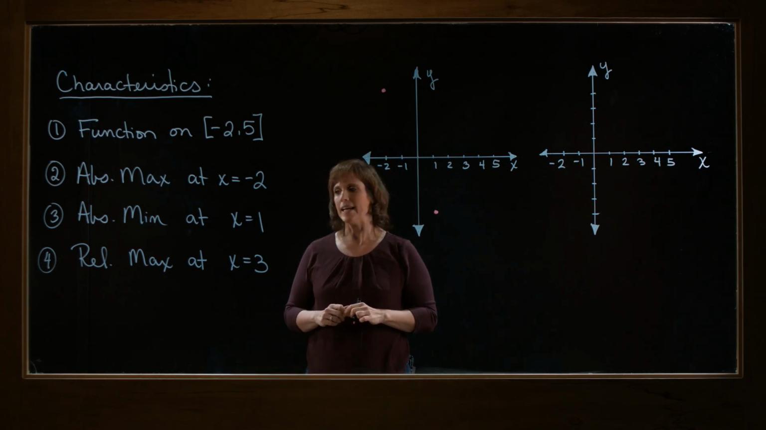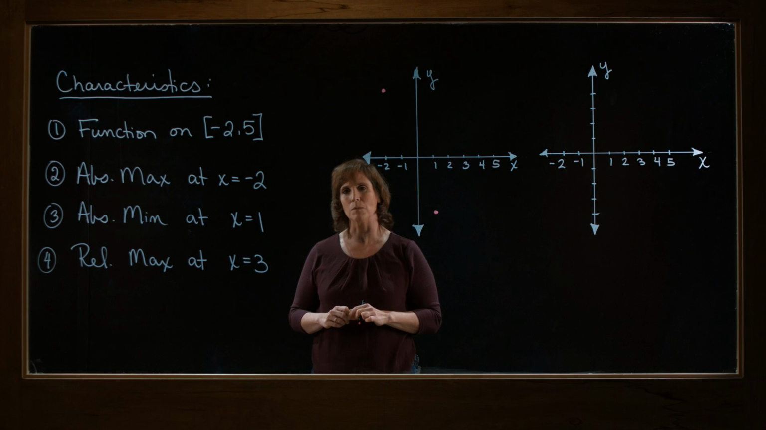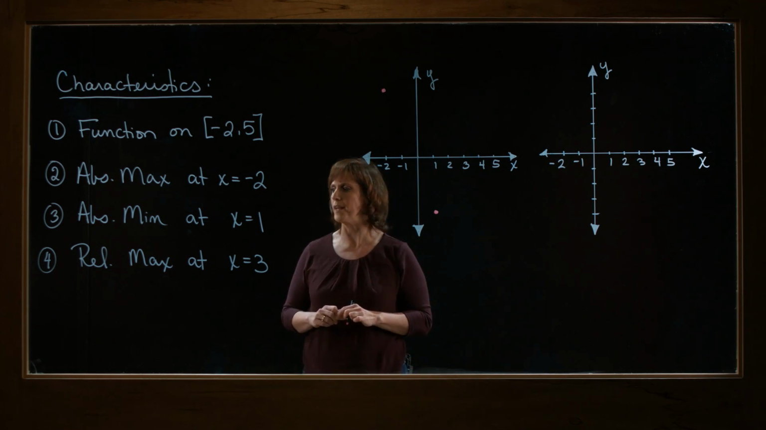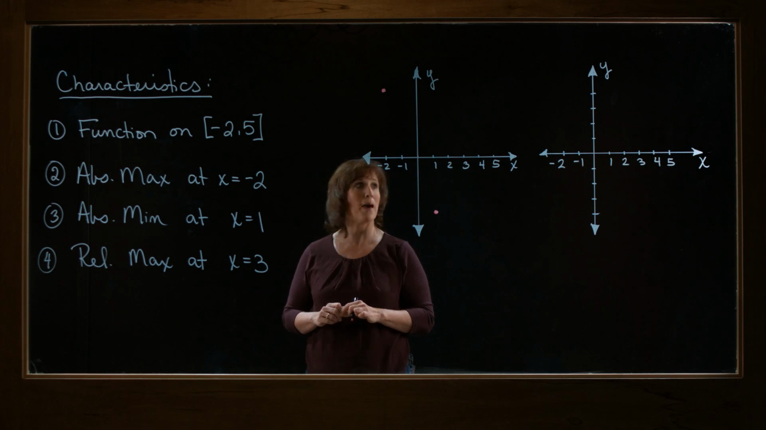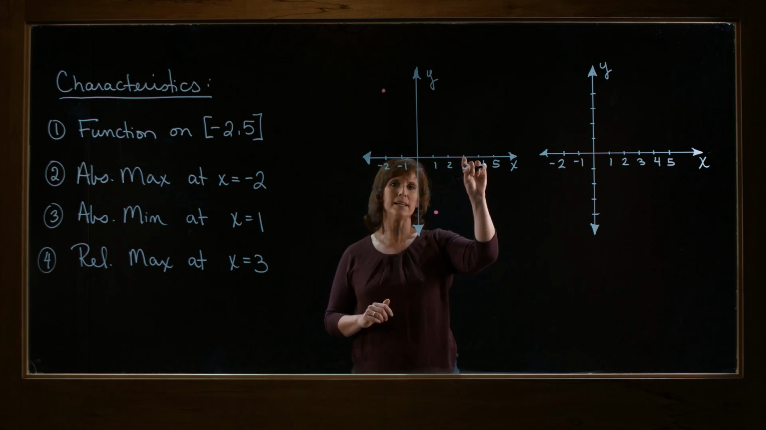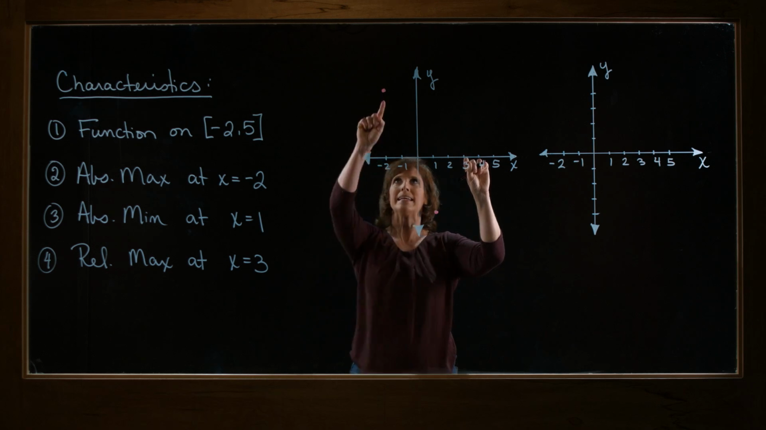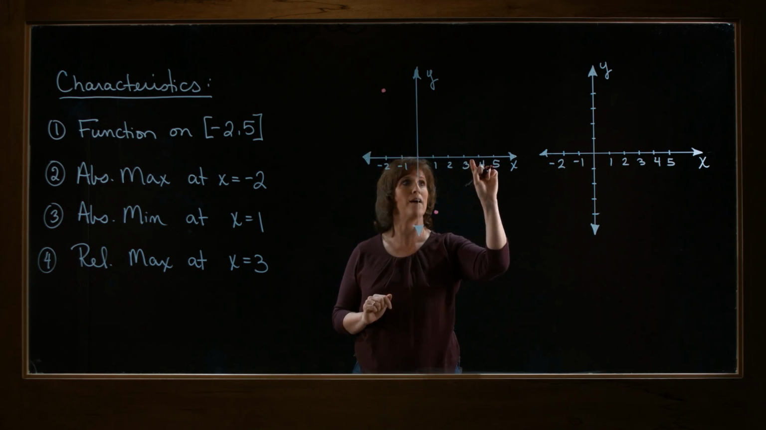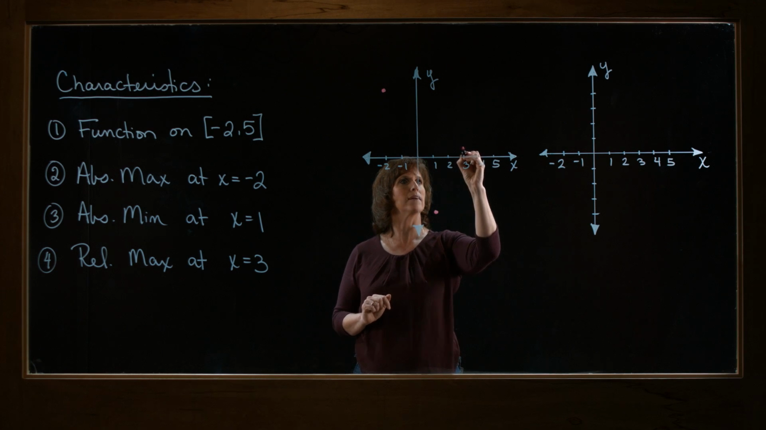The final thing is that I have a relative maximum when x equals 3. Again, it doesn't tell me the y-coordinate at that point, just that there's a relative maximum at 3. So again, I can place this maximum anywhere I want. However, I want to be careful. It can't be higher than the absolute maximum that I already have on the graph. So let's put it right here.